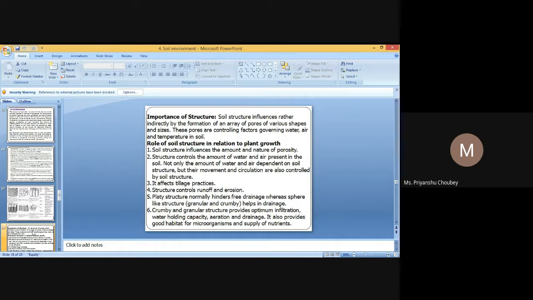runoff and erosion. Massive structure normally hinders free drainage, whereas granular and crumbly structure helps in drainage. Crumbly and granular structure provides optimum infiltration, water holding capacity, aeration, and drainage. It also provides a good habitat for microorganisms and supply of nutrients.